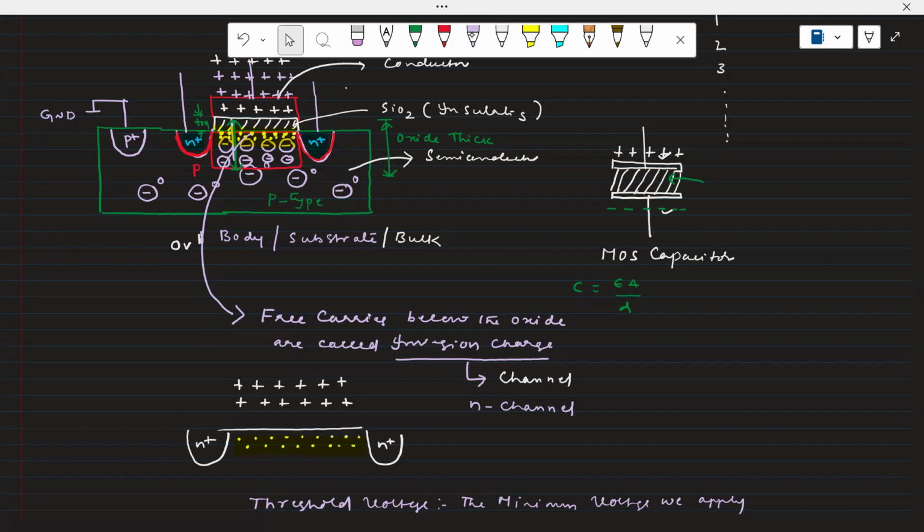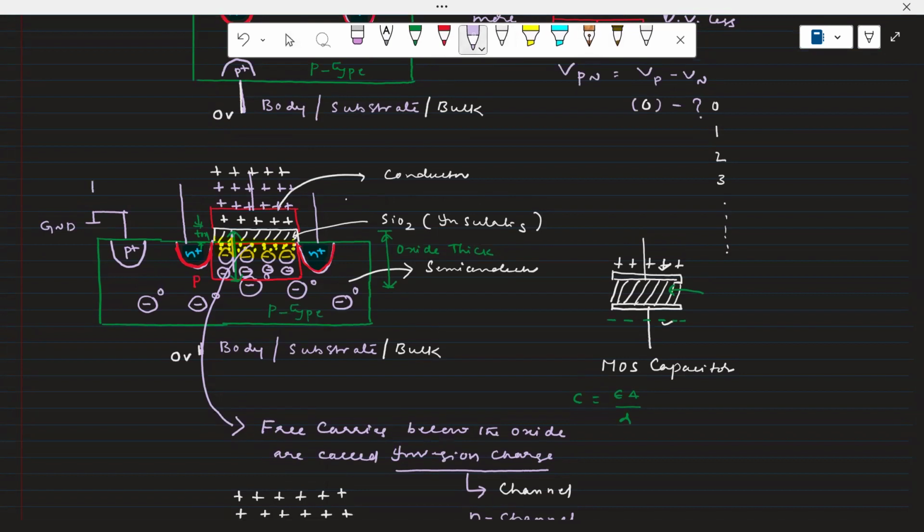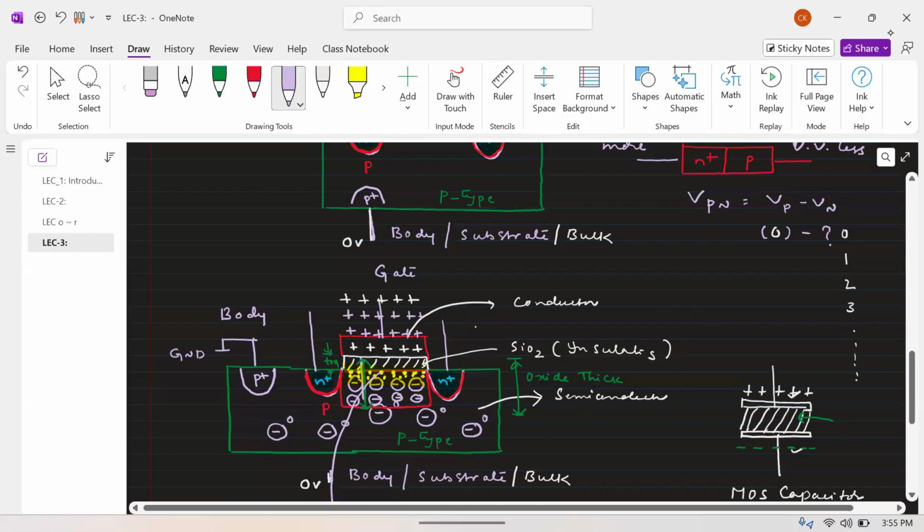We will see. By the way, I want to give two names here before leaving. This is the body. This is the gate. And what about the other two terminals? We will see in the next class. One terminal of the MOSFET is the body. Another terminal that we have seen so far is the gate. This is called the gate and body. We stop here today and we will see in the next class.